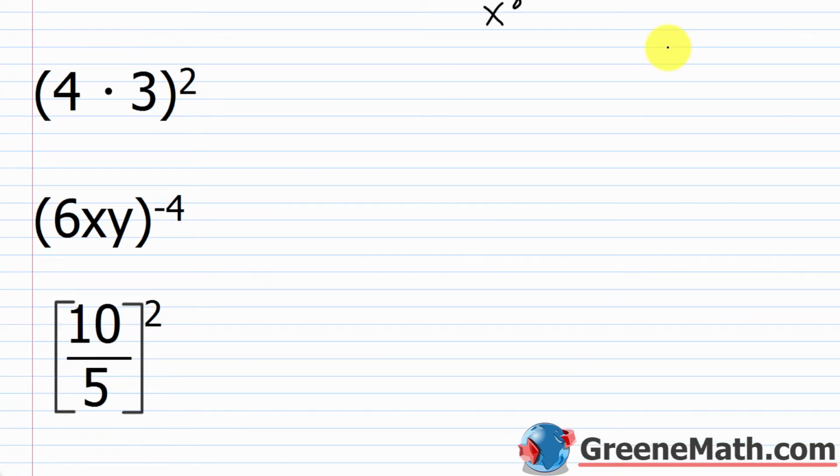All right, the next one we're going to look at, we have 4 times 3, and this is all raised to the power of 2, or you could say it's squared. So this is the same as saying we have 4 squared times 3 squared.